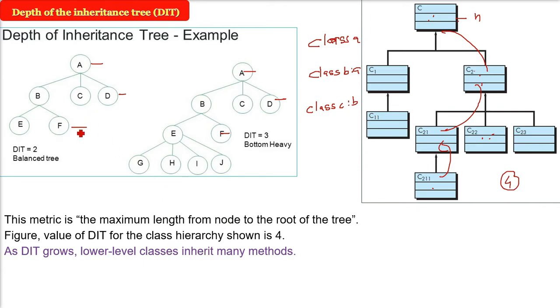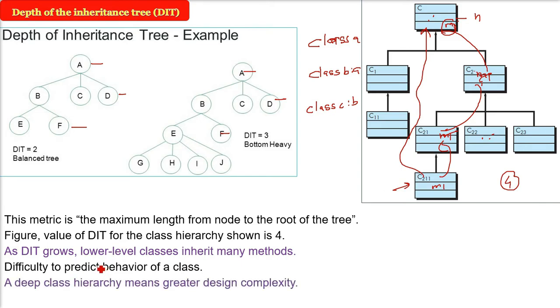DIT 2, the balanced tree, if you see here. So we want this balanced kind of tree because we want the inheritance to be up to a limit, should be controllable. So the depth of inheritance tree DIT should not be higher than what we are expecting. Otherwise, we will have difficulty in predicting the behavior of the classes which are at the lower depth in the inheritance tree.